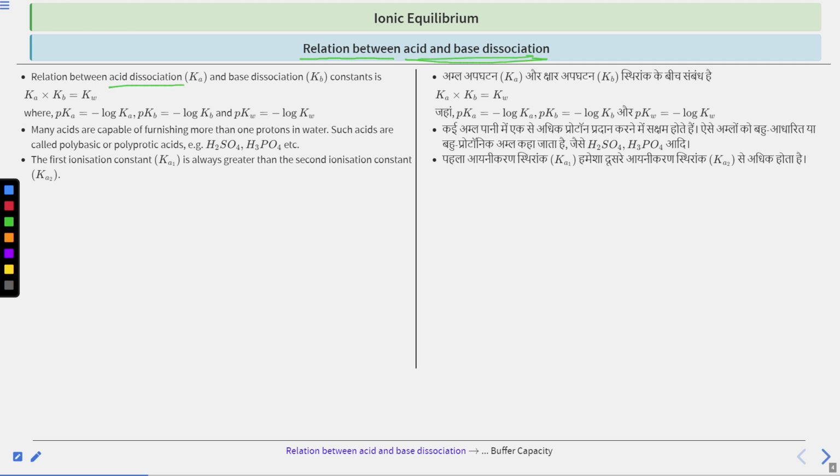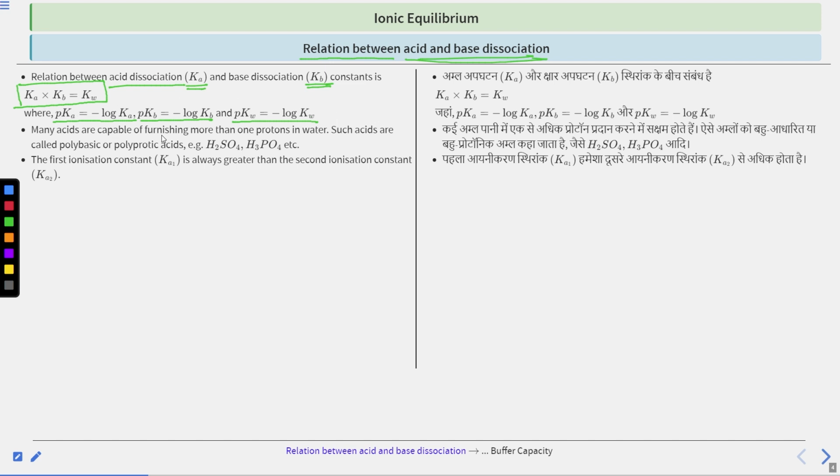The relation between acid dissociation constant Ka and base dissociation constant Kb is Ka times Kb is equal to Kw. So this is the relationship between the acid dissociation constant Ka and base dissociation constant Kb, where pKa is equal to minus log Ka, pKb is equal to minus log Kb, and pKw is equal to minus log Kw.